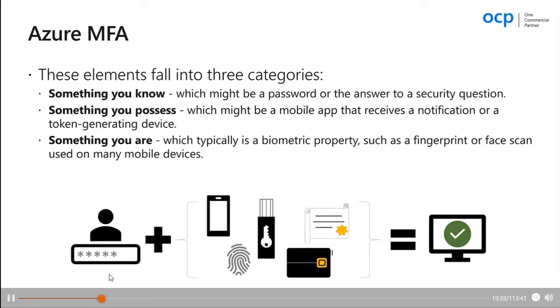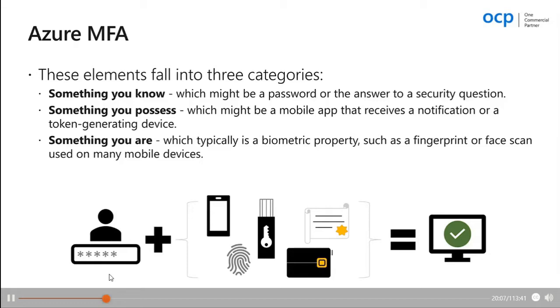Okay, you have those RSA devices that you click and you just get a bunch of numbers that could be your token. Something that you are, typically biometric properties such as fingerprint or face scan, like when we use a Surface device with Windows Hello. So things like that. And of course, never forget something you know, a password, or answering basic security questions.